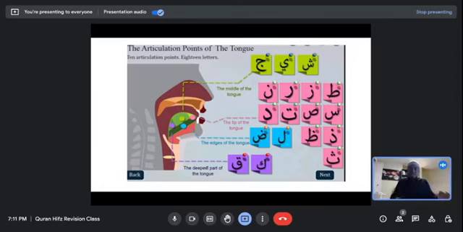There are different points there. Some letters come from the same point, right? Like for instance, ta and dal. Ta, da, ta. So for ta, the tip of your tongue is going to touch the inner part of the front incisors' tip. Ta, da, ta, da, right?